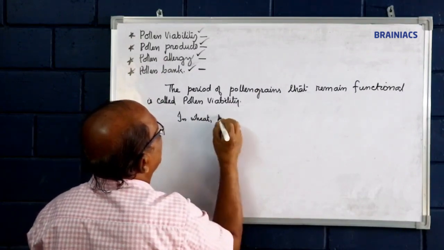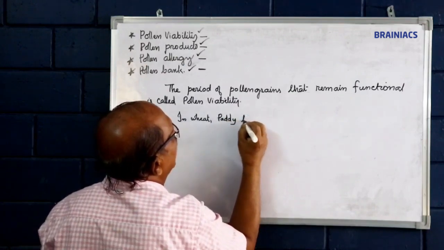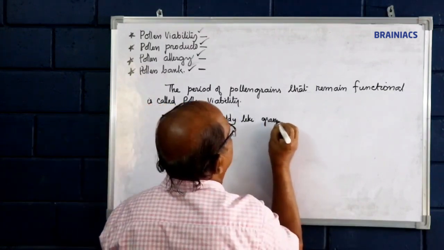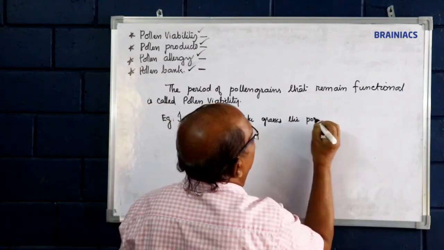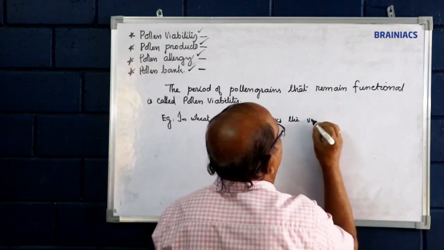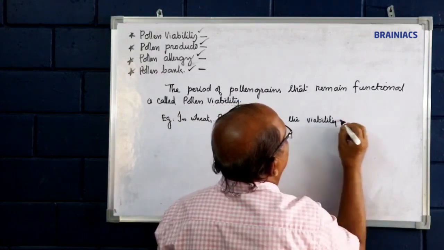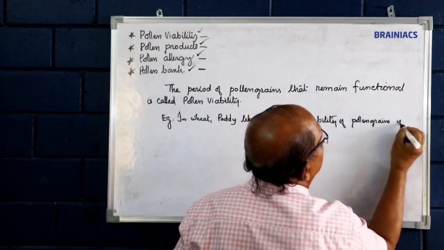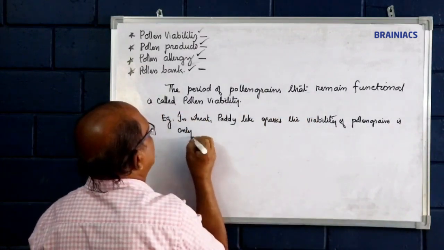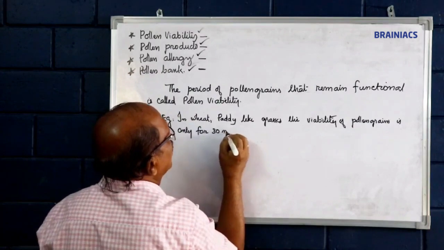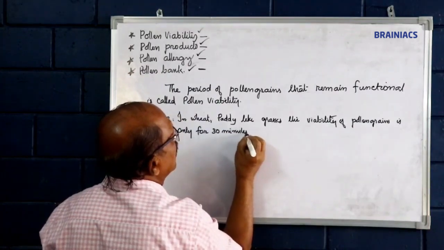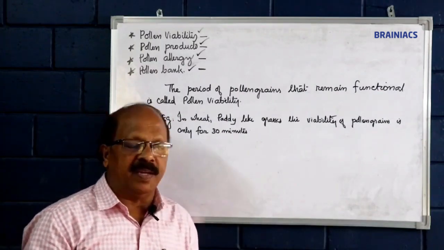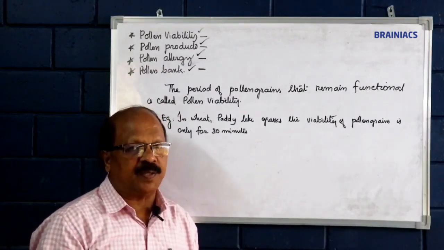Pollen viability means, you know, in wheat, paddy, like grasses, the viability of pollen grains is only for 30 minutes. Only for 30 minutes they remain functional. After that, they will not germinate when the pollination takes place.